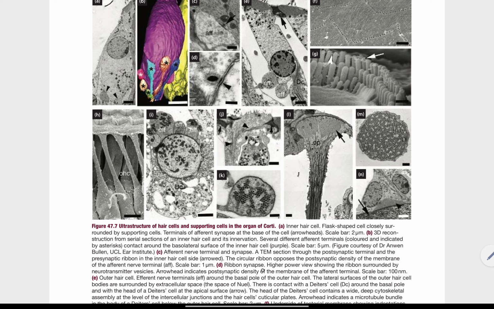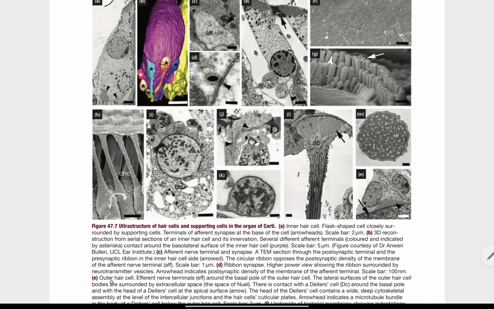D is the ribbon synapse, higher power view showing the ribbon surrounded by neurotransmitter vesicles. Arrowhead, circular ribbon opposes the postsynaptic membrane of the afferent nerve terminal, AFF. Higher power view showing the ribbon surrounded by neurotransmitter vesicles. Arrowhead indicates postsynaptic density of the membrane of the afferent terminal. Scale bar 100 nanometers.